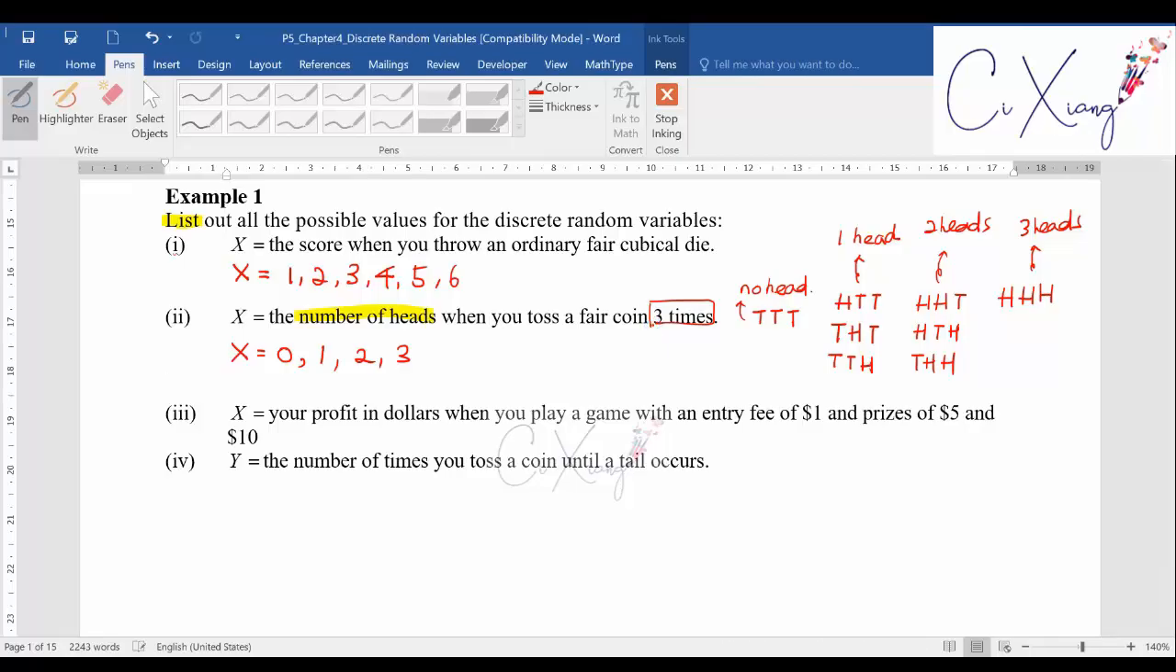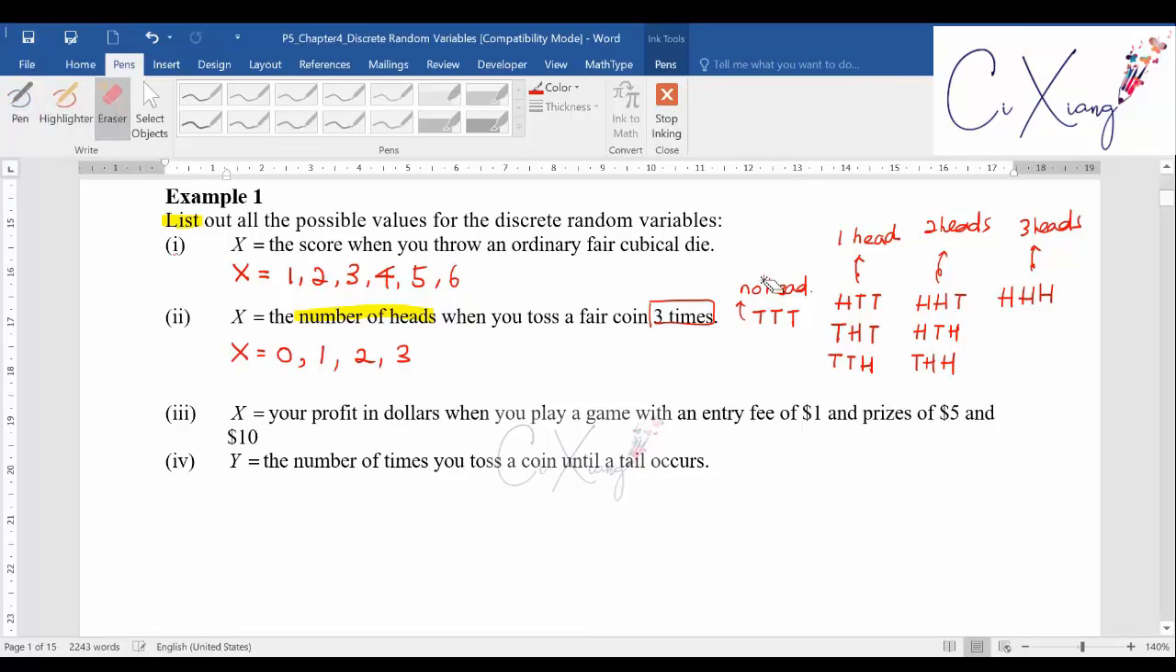I hope that you understand. So this is the first step. When you want to construct any probability distribution table, the first thing is you need to list out all the values of x. This is another example. I list out all the possible outcomes to let you have a look so that you can list out the values correctly. Again, no special technique, all based on common sense.